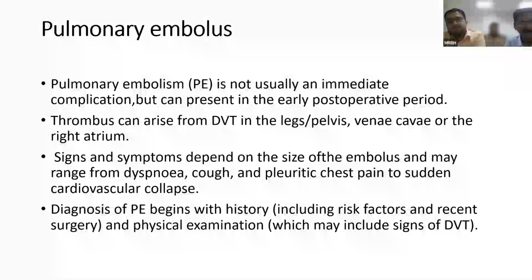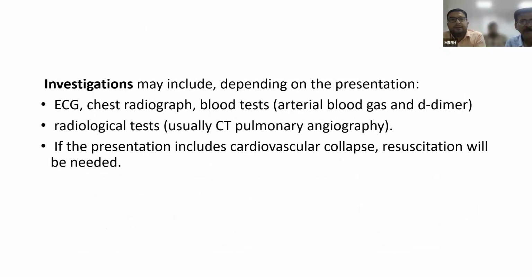Diagnosis of PE begins with history, including risk factors and recent surgery, and physical examination, which may include signs of DVT. Investigations may include, depending on the presentation, ECG, chest radiograph, blood tests like ABG and D-dimer, and radiological tests, usually CT pulmonary angiography. If the presentation includes cardiovascular collapse, resuscitation will be needed.